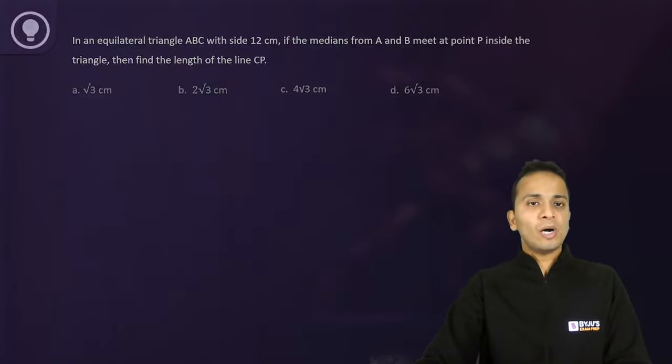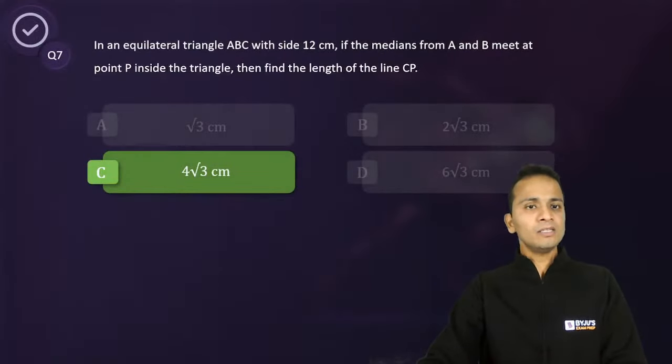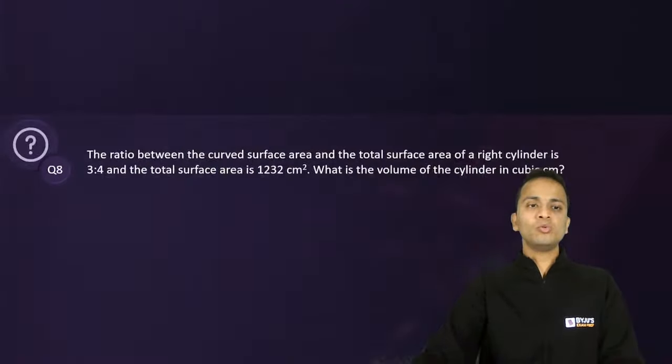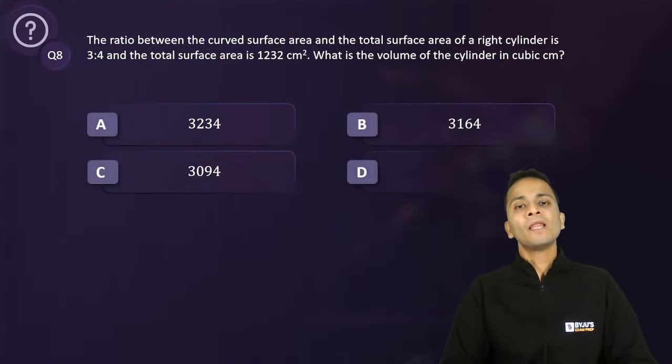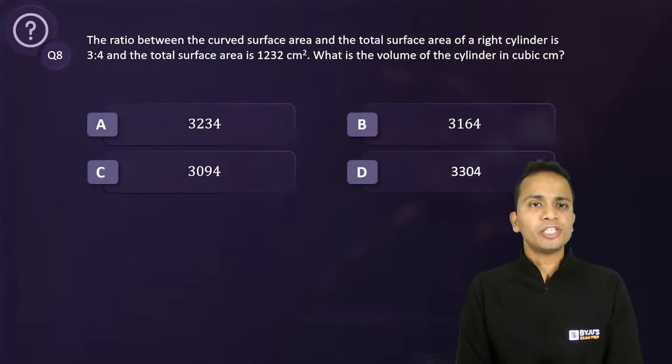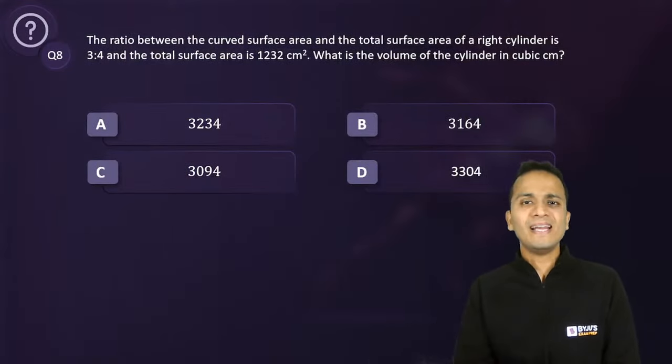Okay, so answer is option C. That was question number 7. Let's move on to the next question, question number 8. Now, question number 8 is based on mensuration, curved surface area, total surface area of a right cylinder.